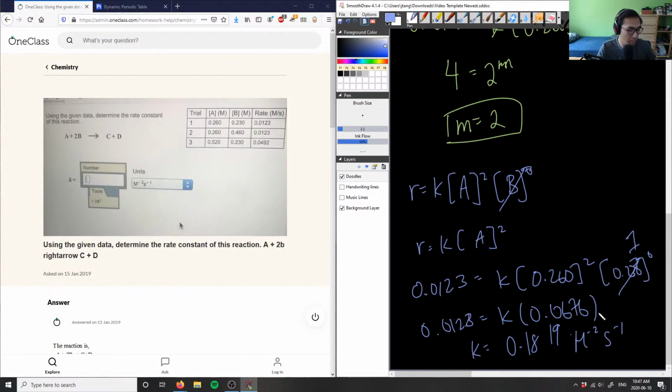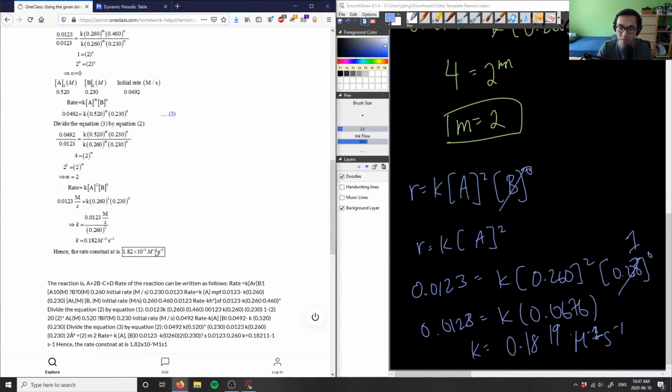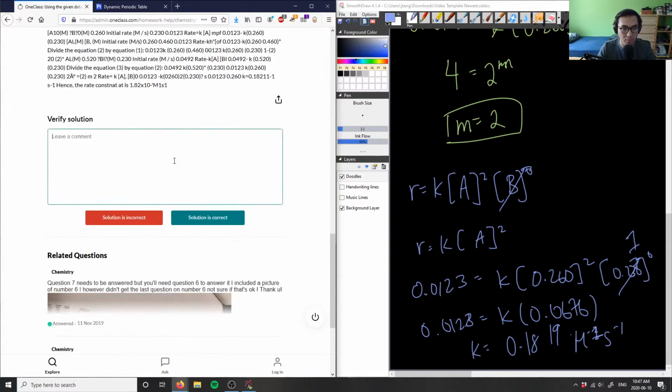It should be positive 2 actually in this exponent, because this was squared. Oh no, it should be -2. Yeah, because I need to get molarity per second for rate. So let's see, I need this to be a -1 as well. -1, yes, would give me that. So this would be the correct solution: 1.8 times 10 to the -1, or 0.1819. So this is the correct solution for this problem.